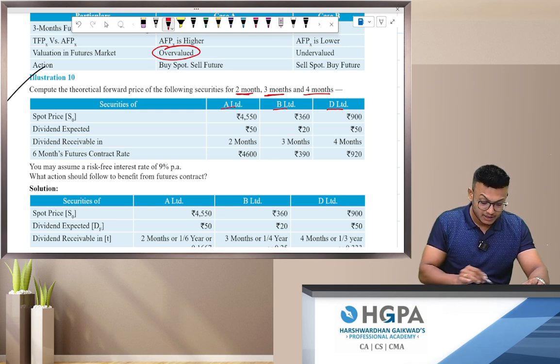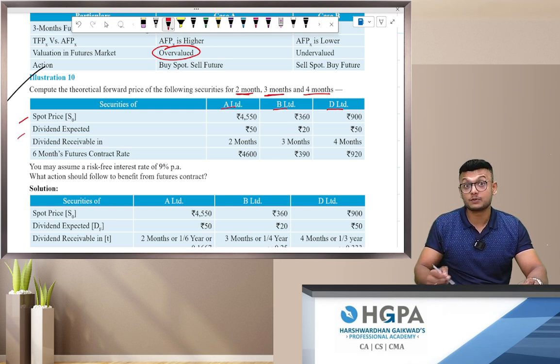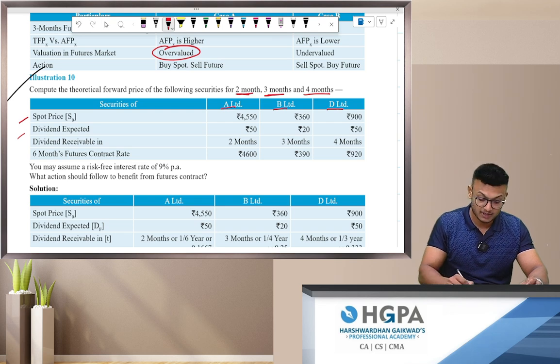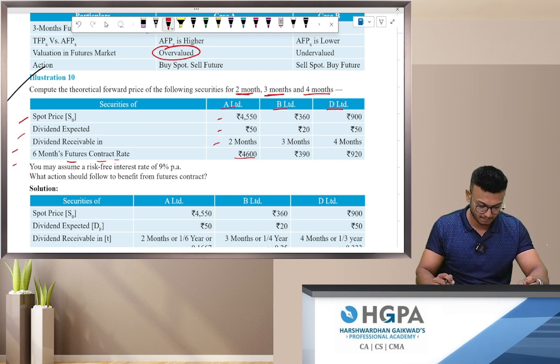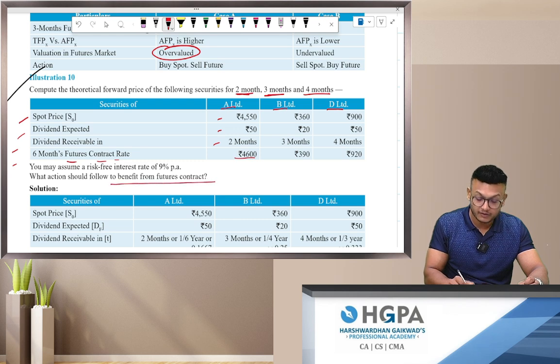Okay. Spot price is given. Dividend expected. Oh my god, this was not there in the previous questions. How much is it? 50. No problem. Dividend receivable in how many months? 2 months. And the 6 months futures contract price is given for your purpose, to complete the decision making, is 4,600. You may assume the risk-free interest rate is 9% per annum. What action should follow to benefit from the futures contract?